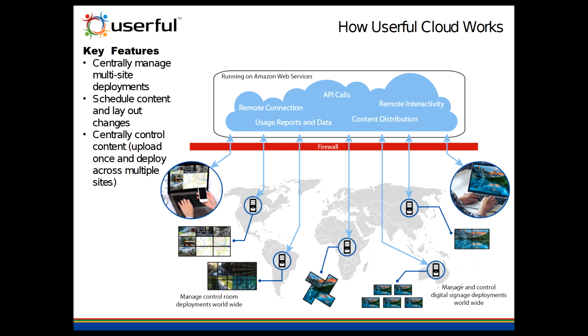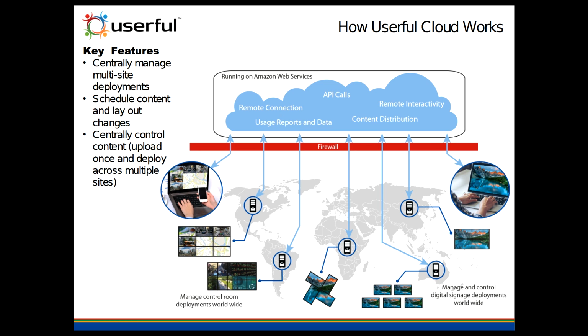So as you can see in this slide, if you've got deployments all around the world and want to centrally manage them, each of those PCs calls back to Userful's server, and then you're able also to call into the server and through that interact with your displays in real time. So this gets through the firewall in that way by that PC making its outbound connection to our server on Amazon Web Services. So whether you're controlling digital signage deployment or control room deployment or an office video wall deployment, you're able to centrally manage everything.